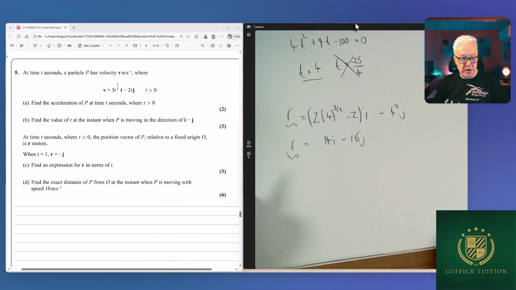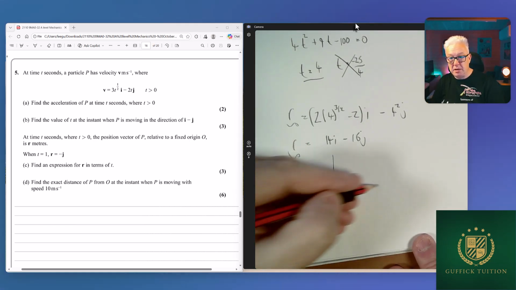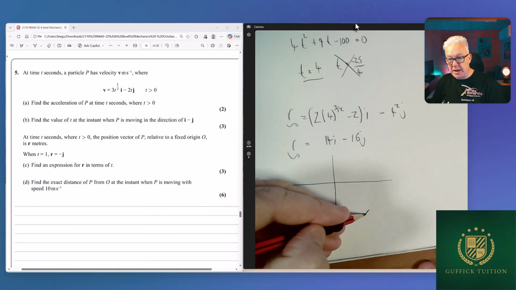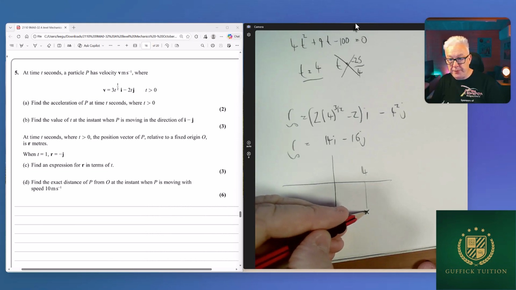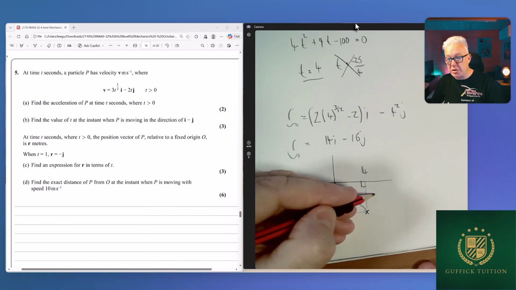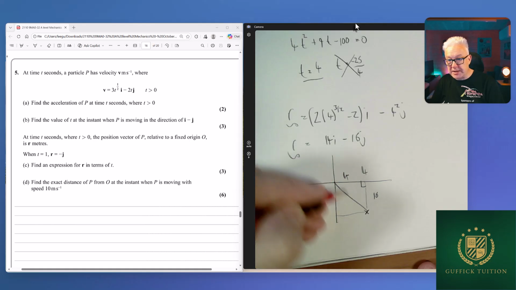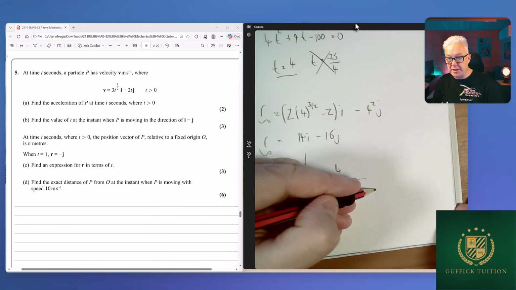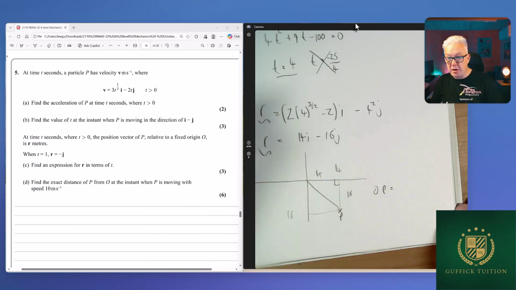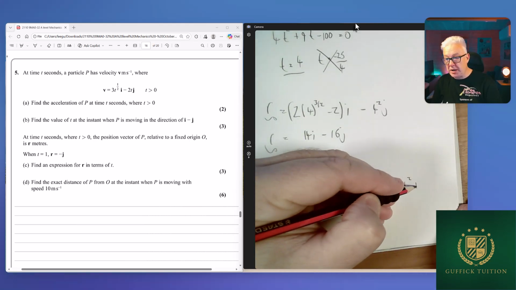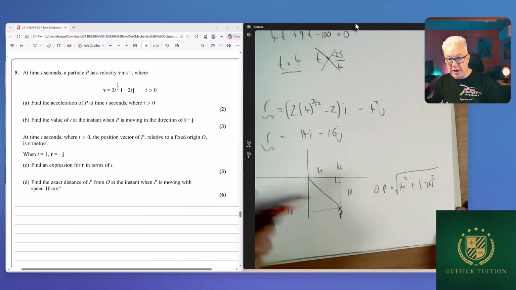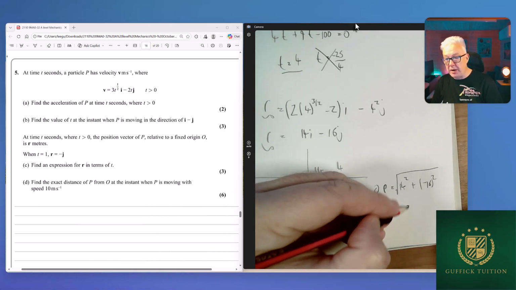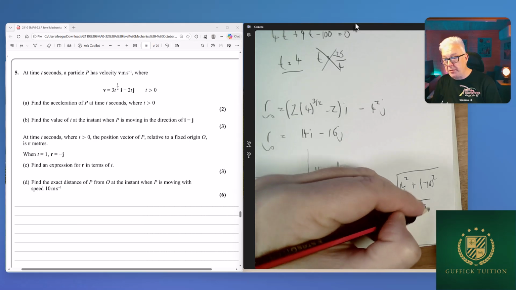So we're almost done now, because the question's asking how far away it is from the origin. It's at 14 along the i and 16 down the j. You can see that we can just use Pythagoras with 14 and 16 to find the physical distance. The distance from O to P is therefore the square root of 14 squared plus minus 16 squared. And that gives us that OP, when you work that out, is 2 root 113 meters.